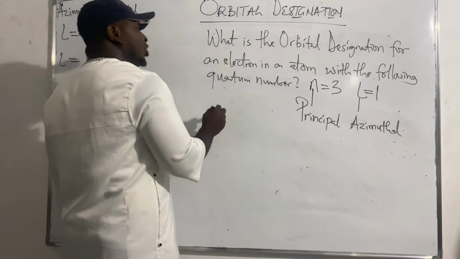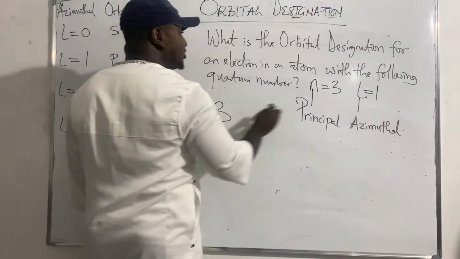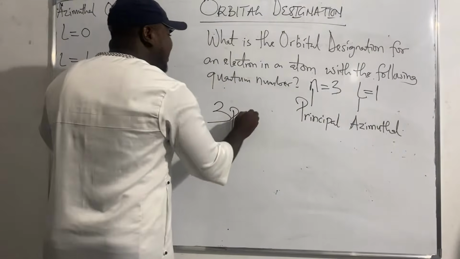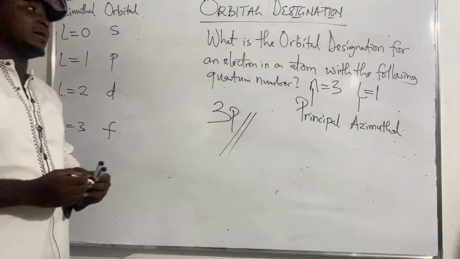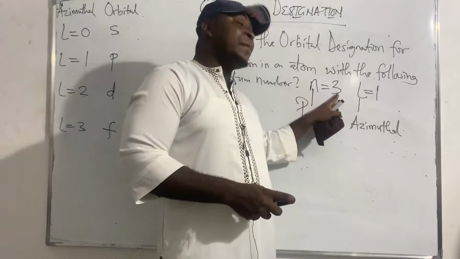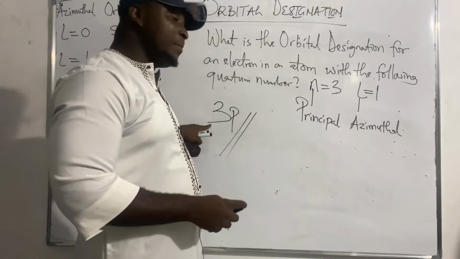Class, orbital designation is 3, because you start with the N, 3. L, when L is 1, what does it mean? P. So I mean that the electron is in the 3p orbital. Where did I get 3 from? The principal. Remember that every orbital has a shell number.